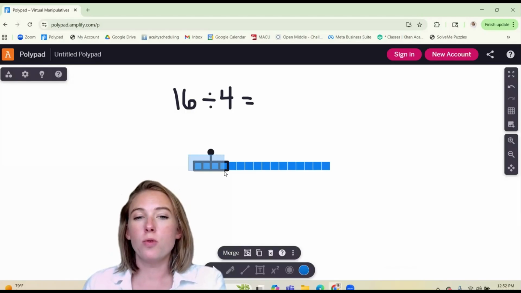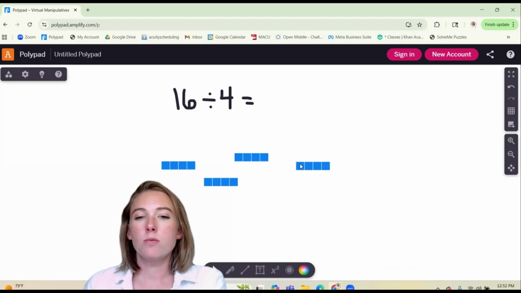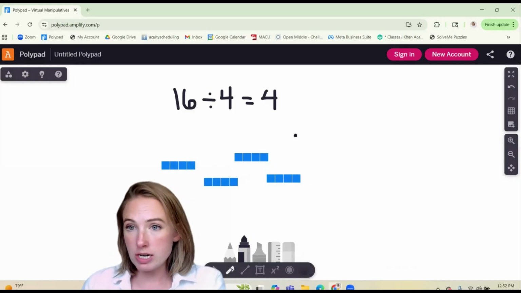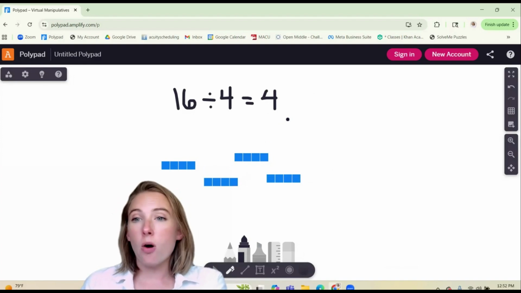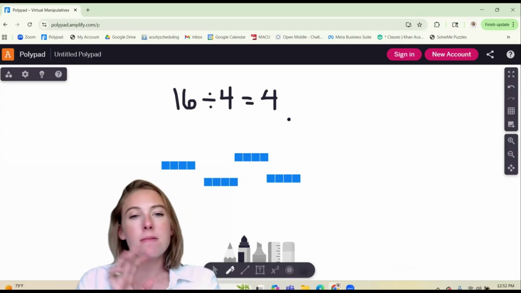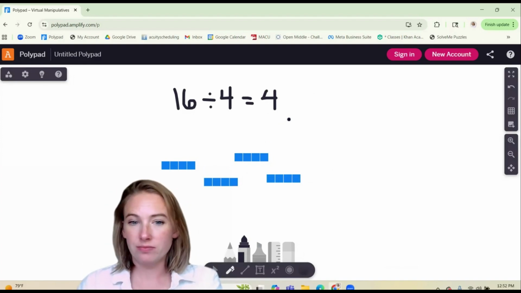So I'm going to go 1, 2, 3, 4. 1, 2, 3, 4. 1, 2, 3, 4. And 1, 2, 3, 4. There are 4 groups of 4 in 16. So our quotient is 4. Now, it seems simple enough. Let's make it a little bit harder.